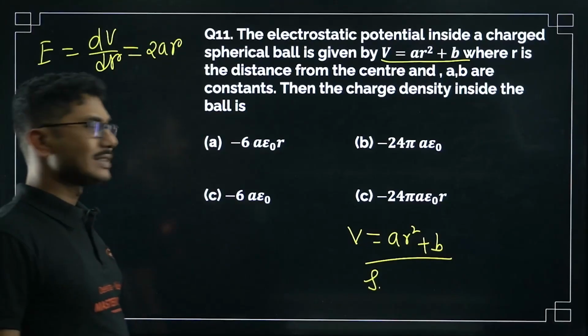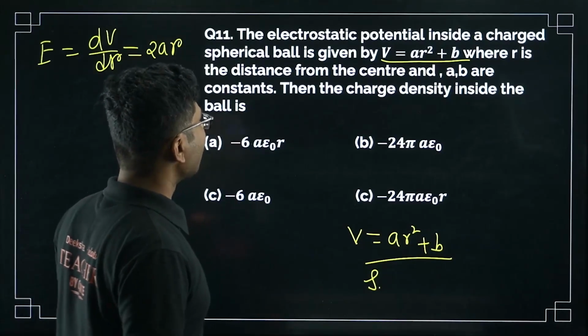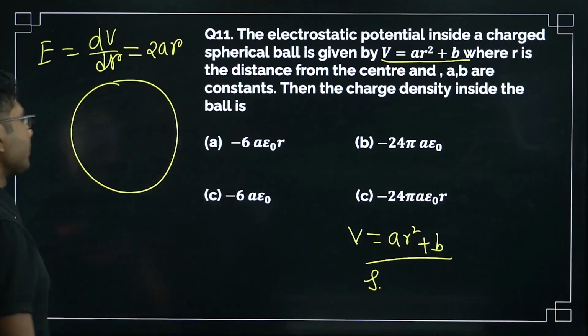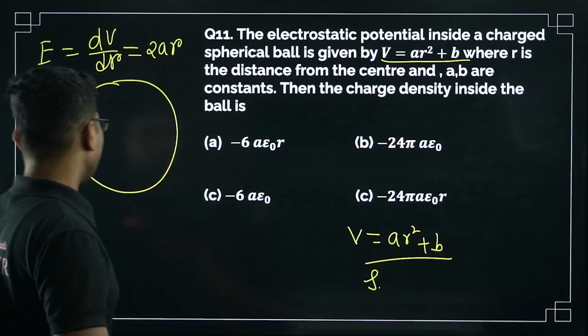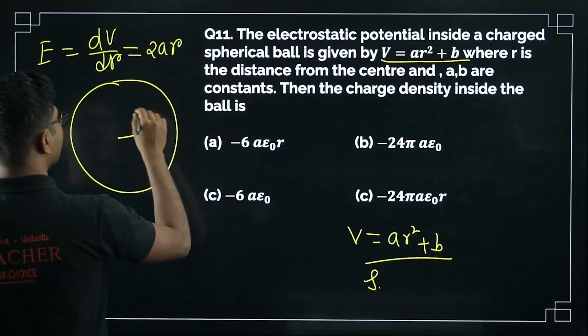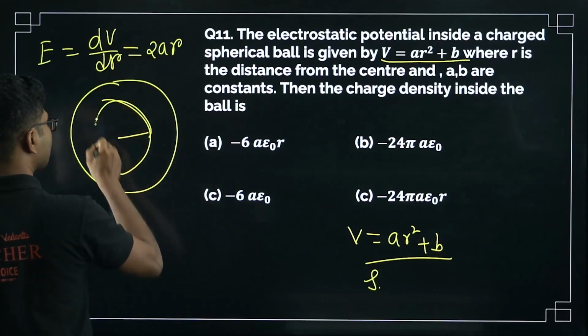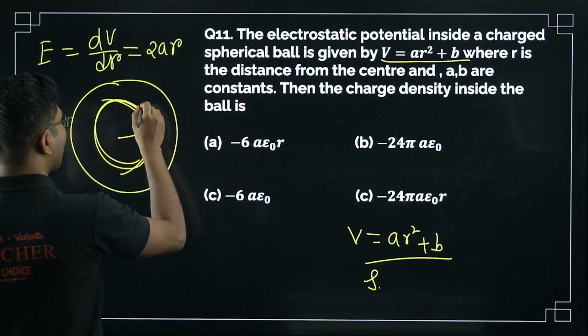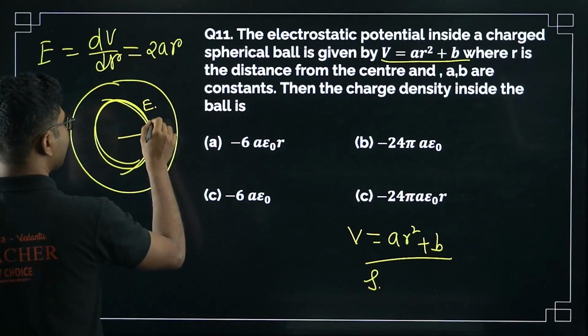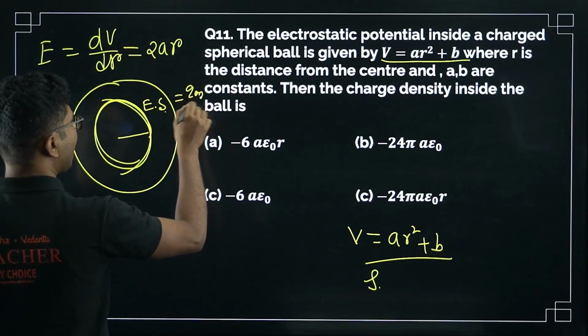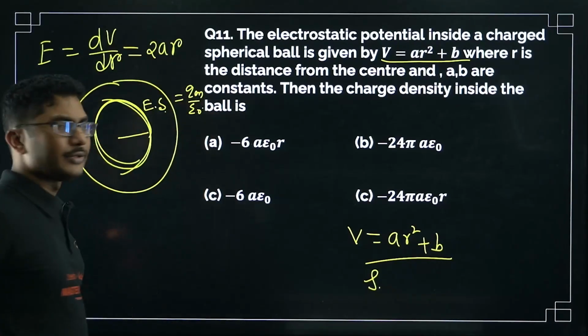Why are we interested in calculating the electric field? Because it is a spherical ball, so application of Gauss's law will be easier. Now if you consider a radius r portion, and this is the r portion, so from there what does Gauss's law tell us? Gauss's law tells that the electric field into the surface area equals the charge enclosed by epsilon naught. So that concept we are going to use.